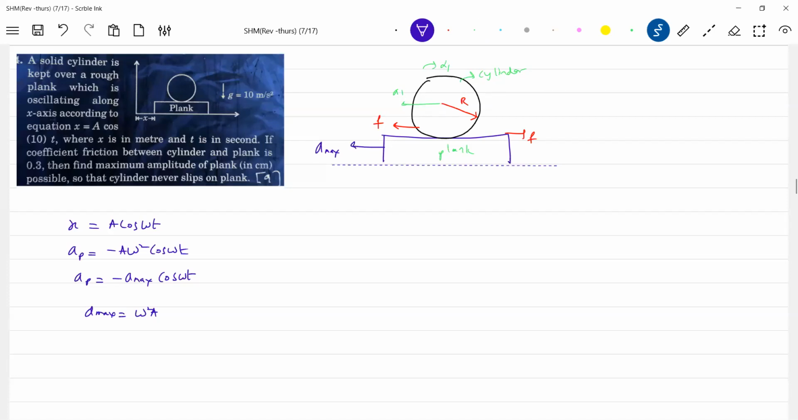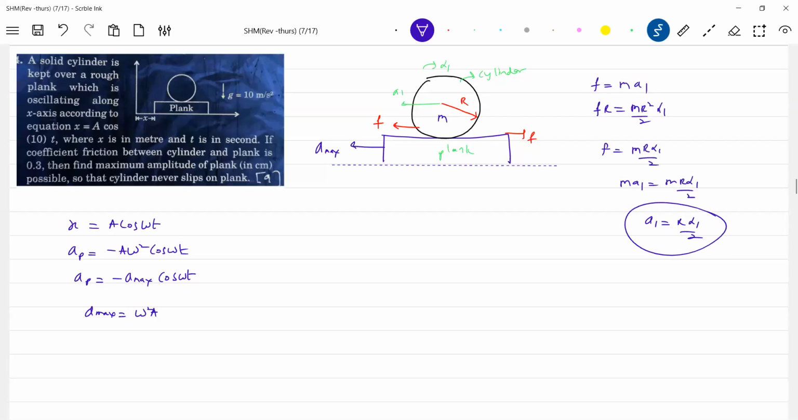First, we'll write the equations of motion on the cylinder. F is equal to m into a1. F into r is equal to mr square by 2 into alpha 1. I'll substitute F here. So m a1 equal to m r alpha 1 by 2. Therefore a1 equal to r alpha 1 by 2.